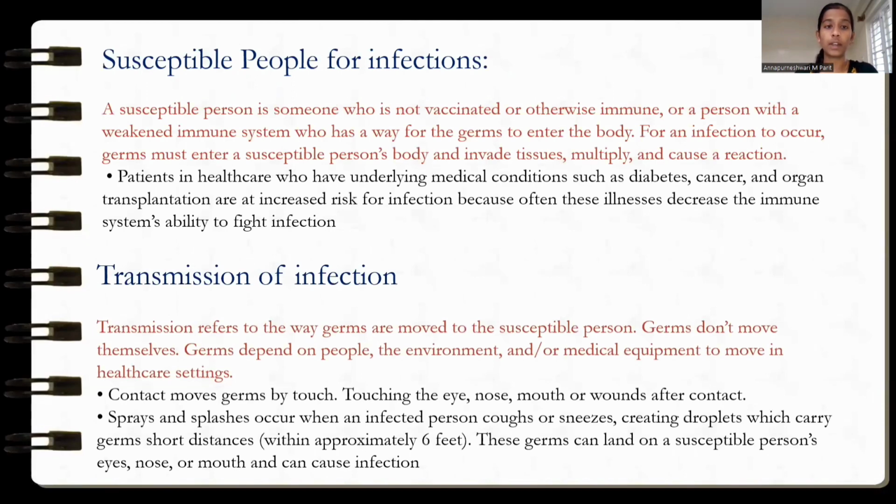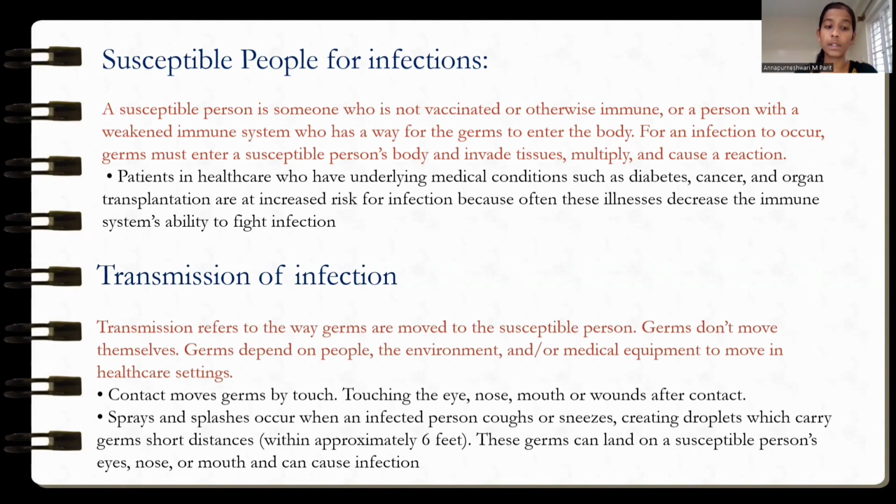Susceptible people for infections. A susceptible person is someone who is not vaccinated or otherwise immune, or a person with a weakened immune system who has a way for germs to enter the body. For an infection to occur, germs must enter a susceptible person's body and invade tissues, multiply, and cause a reaction. Transmission of an infection. Transmission refers to the way germs are moved to a susceptible person.